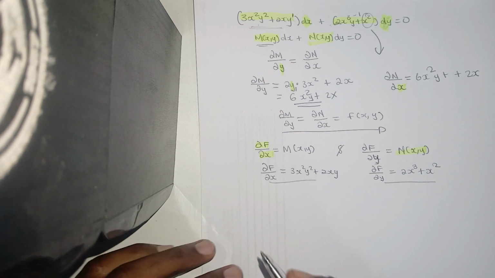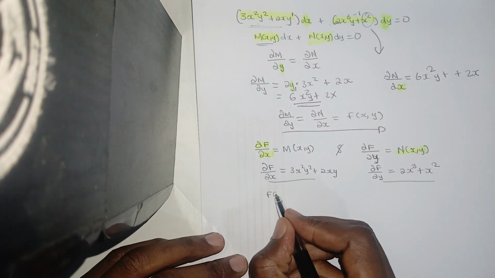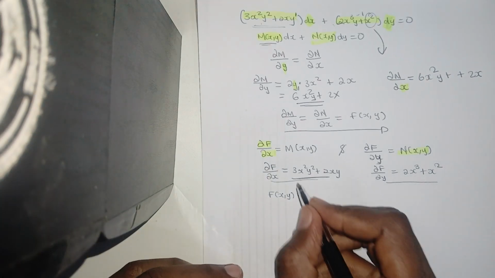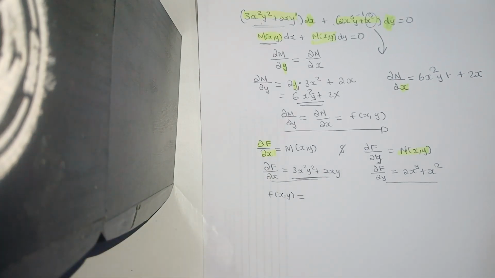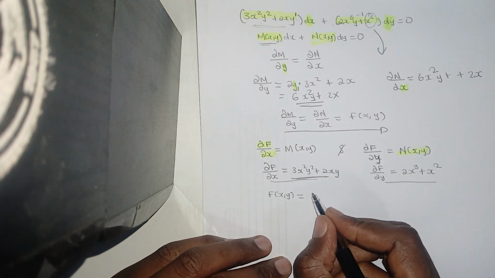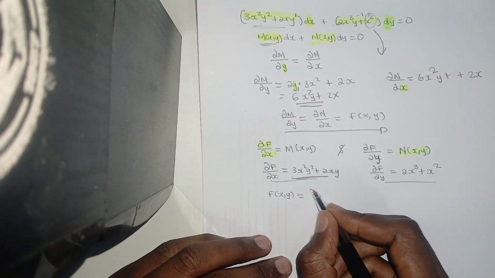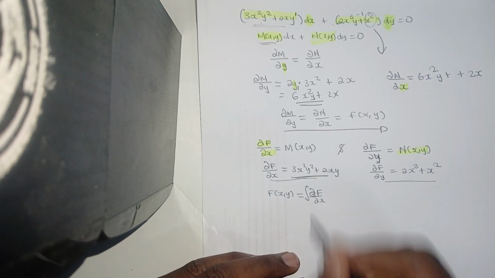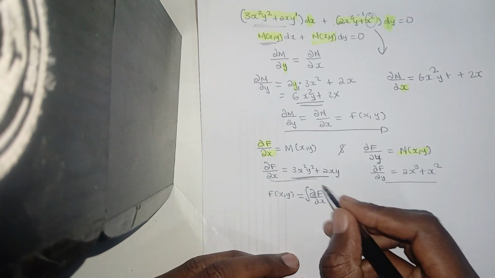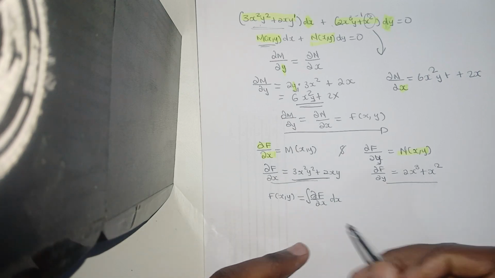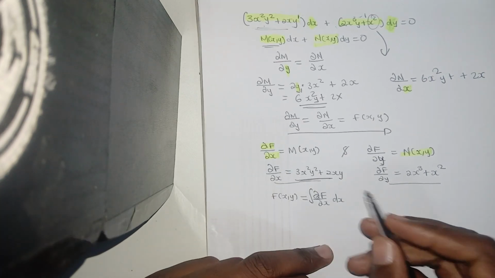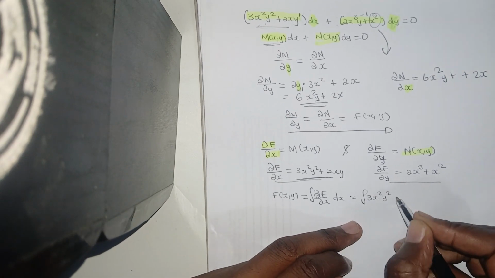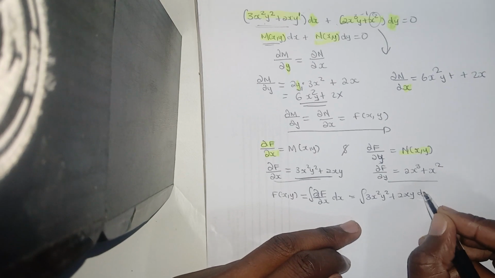So what we have to do now, we said f of x, y is equals to, you can choose this. I love this. I don't know why, but I love this, right? So now let us choose it. Actually, let us just write this first, then we're going to integrate this with respect to x. Then that means it's going to be equals to what? 3x squared y squared plus 2xy dx.